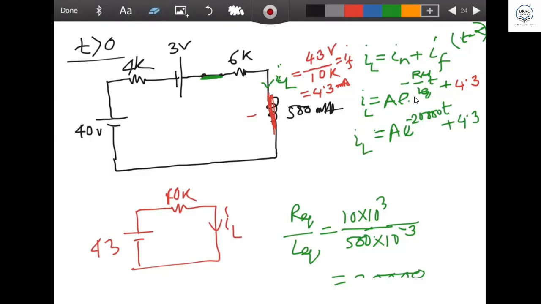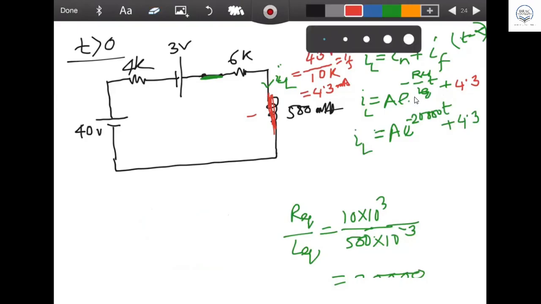But still we need to find the value of what? The IL equation is not completed. You cannot draw it. What is the thing we don't know? A. This A is the question now. Once you get the value of A, then your IL equation is completed. And this A should come from the initial condition, as I told you.